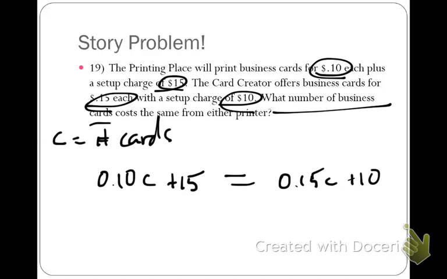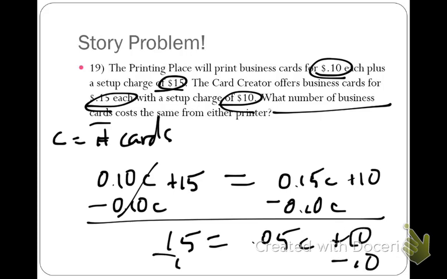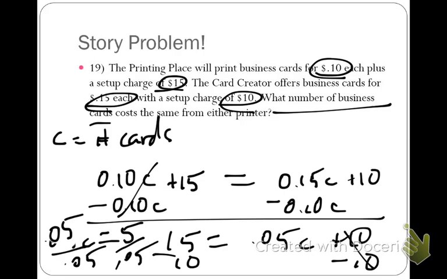Okay? Now, we want to go through and solve this, right? Again, we want to make sure that our variables are on one side of the equation. So we're going to subtract 10 cents C here, and over here, which leaves you with 5 cents C plus 10. Now we're going to subtract 10 here, subtract 10 here. And then you divide by 0.05, but you see it there. Much better writing than mine is. And so C gets you 100.